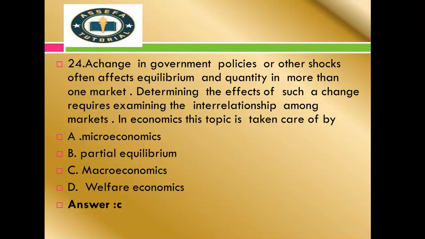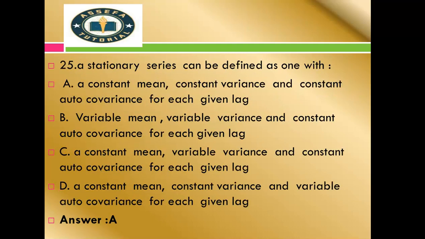A change in government policy or other shocks often affects equilibrium and the quantity in the market. Determining the effects of such change requires examining the interrelationship among the markets. In economics, this topic is taken care of by: microeconomics, partial equilibrium, macroeconomics, or welfare economics. So the correct answer for this question is C, macroeconomics. Good.